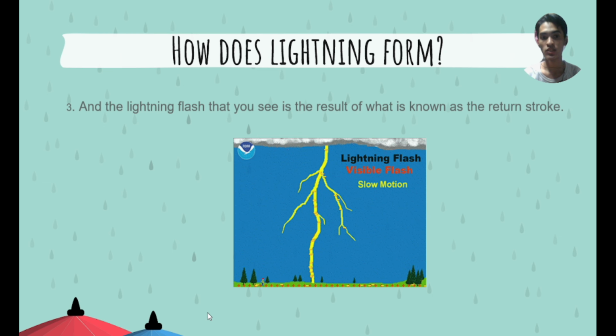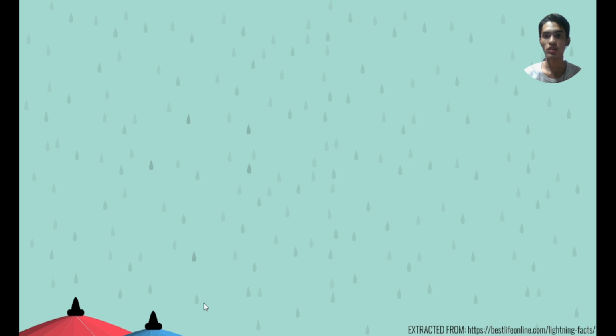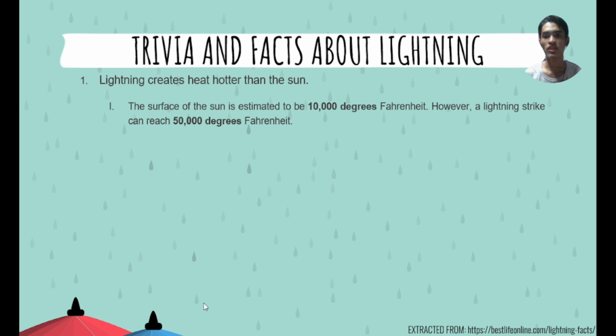And before I continue, let us first entertain ourselves with a quick view of trivia and facts about lightning. Lightning creates heat hotter than the sun. The surface of the sun is estimated to be at least 10,000 degrees Fahrenheit. However, a lightning strike can reach up to 50,000 degrees Fahrenheit, meaning the heat the lightning produces is at least 5 times greater than the star's surface temperature. If we get hit by it, we will definitely not live unscathed, so we must be careful.